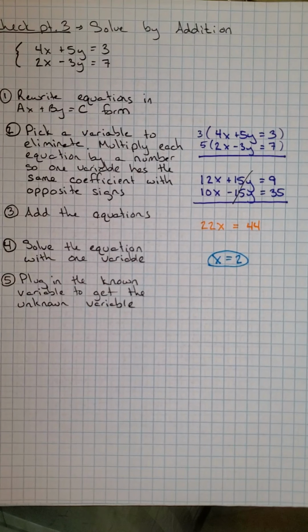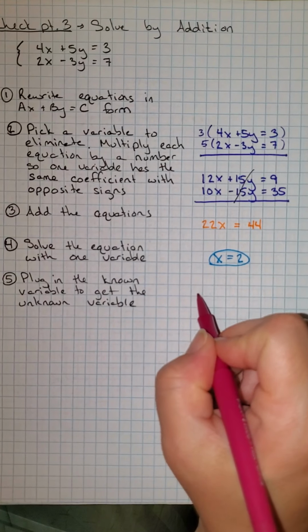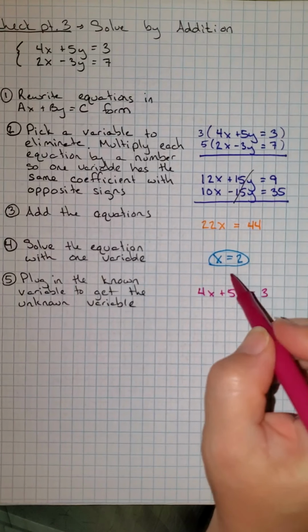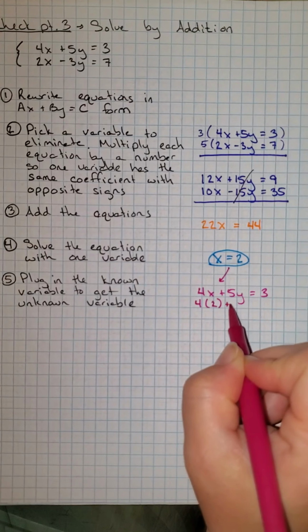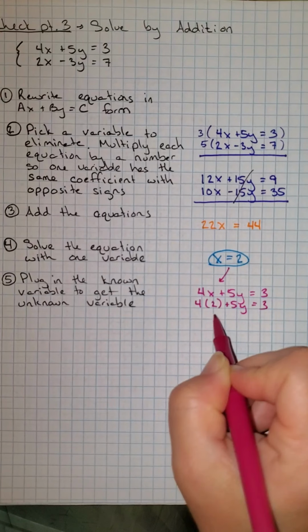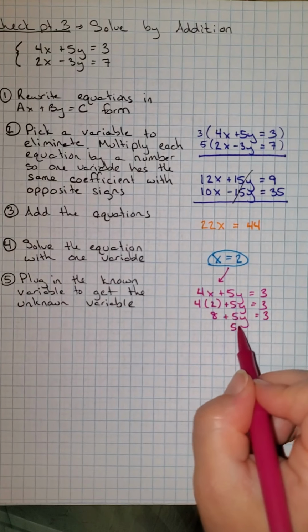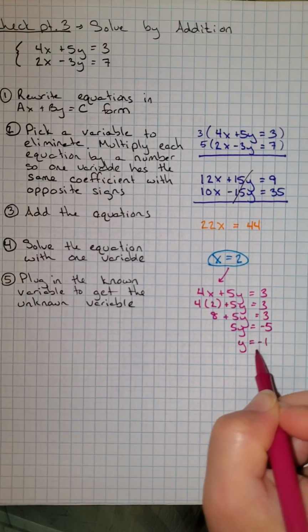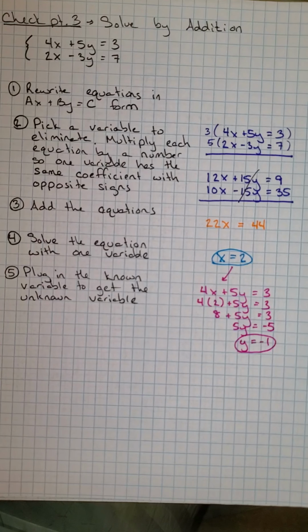Right, and it doesn't matter where you plug it in, so you can just pick one. I'm going to pick the one that has a positive y. So I'm going to choose 4x plus 5y equals 3, and plug our x equals 2 in for x. So we have 4 times 2 plus 5y equals 3. So 8 plus 5y equals 3. Subtract the 8, so 5y is negative 5, and y equals negative 1. And there's your answer.